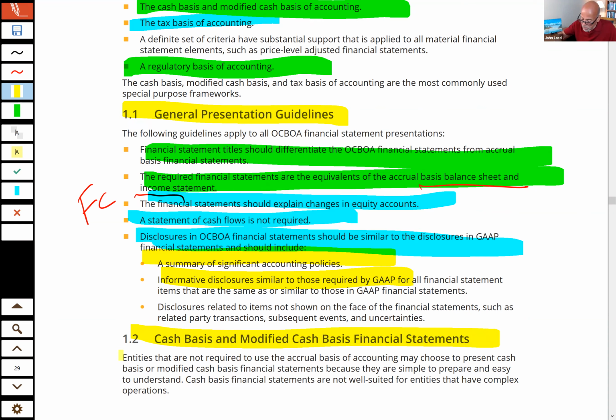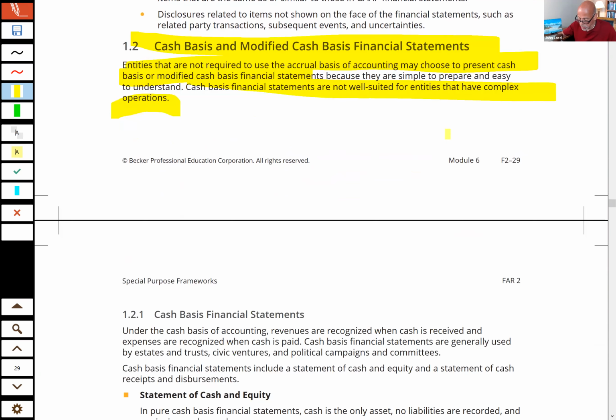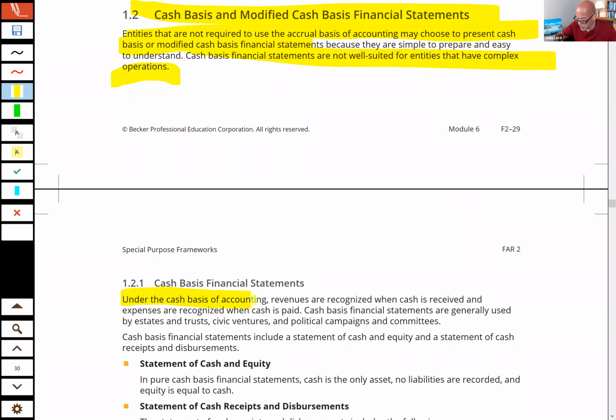Now, cash basis and modified accrual. Cash basis entities that are not required to use the accrual basis may use cash or may use a modified cash basis. And we'll talk about the difference between cash and modified cash. Note that cash basis is not something that you would expect for complex operations. So we're talking about very simple, probably primarily cash businesses that would go ahead and prepare a set of cash statements. So you can take a look at the next page under the cash basis of accounting.